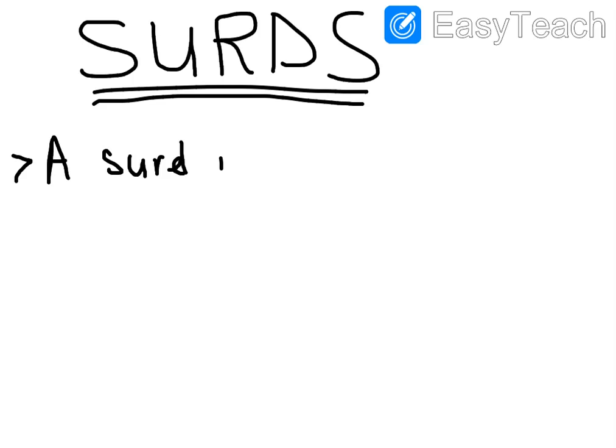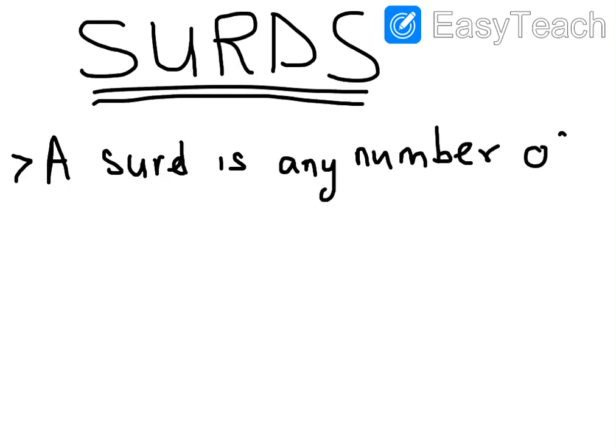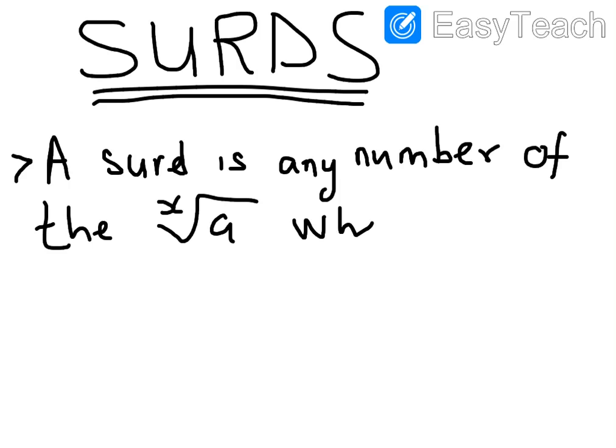A set is any number of the form x square root of a, where x and a are elements of natural numbers. This is a definition of a set.